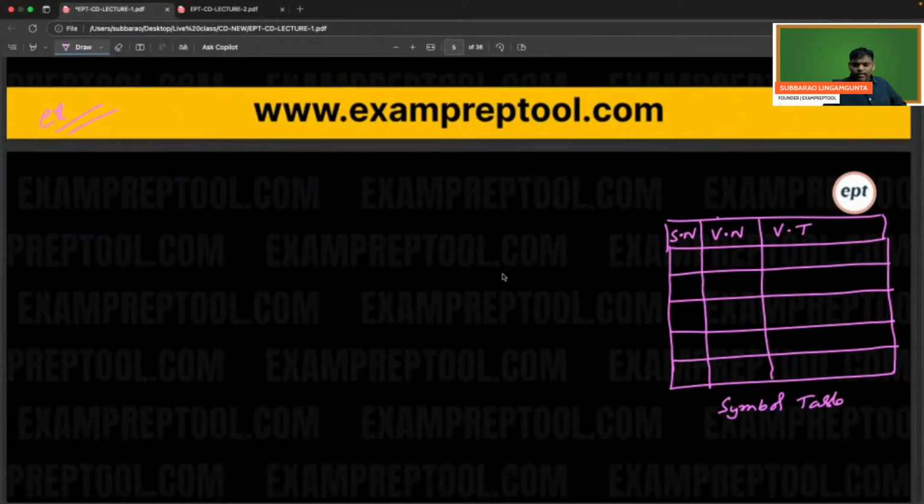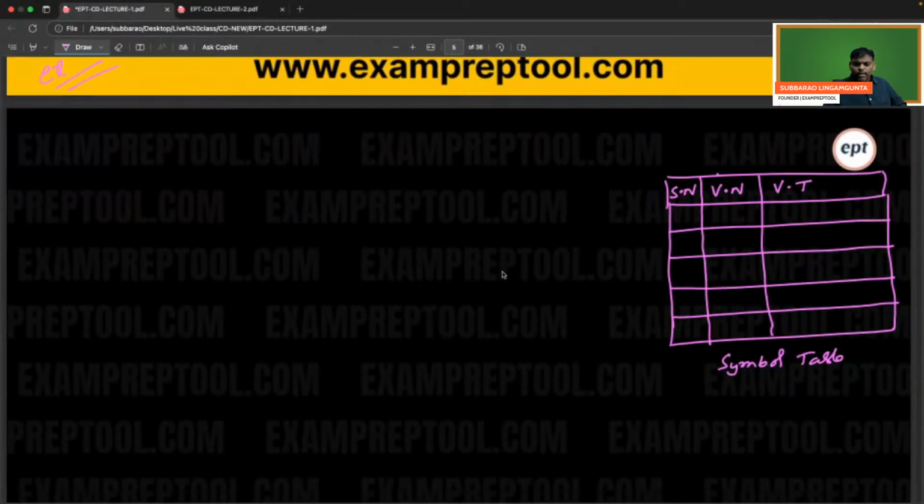So everything is ready. I am writing the example. Everyone catch this one. X is equal to A plus B star 60. That is the statement. And for this statement, I will explain how the total compilation will happen.